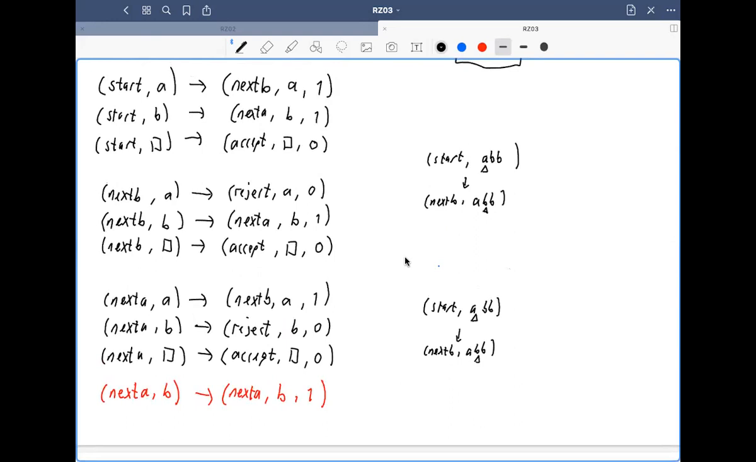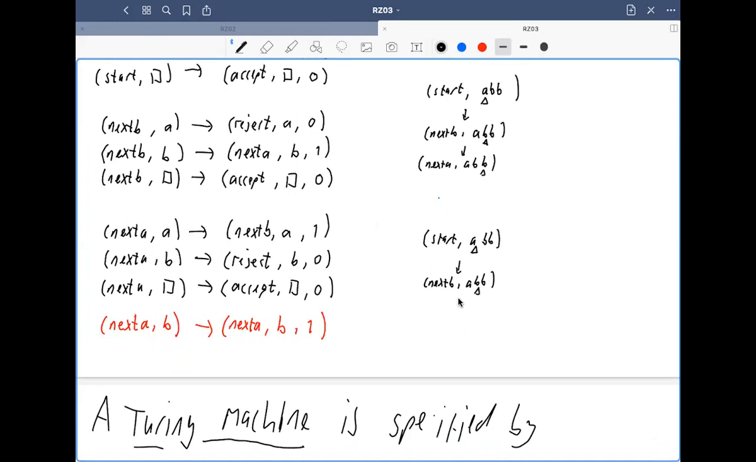Now we're in both configurations. So here we're running the machine and here we're running it again. In both configurations, we're in next B and we're seeing a B. And again, there's only one thing we can do. We can go to next A, keep the B on the tape and move to the right. So the head moves to the right. This is a little triangular head, by the way, if you can't see what I'm writing there. I hope it's clear. Let me know if you've got any questions about this. So we're going to next A, and we've got A, B, B.